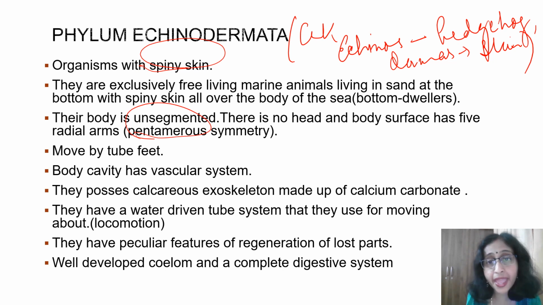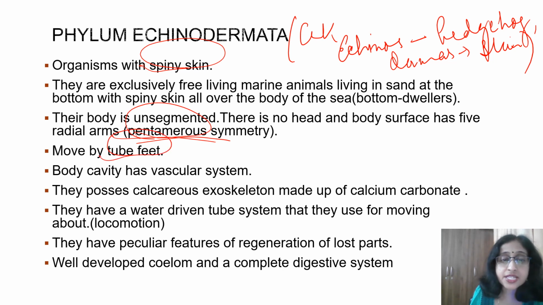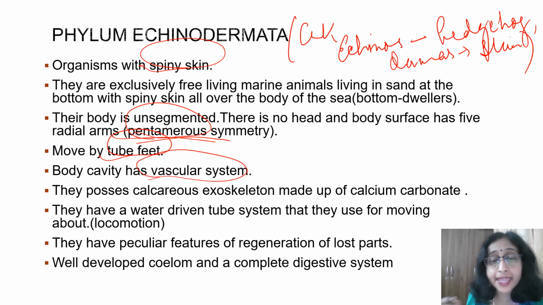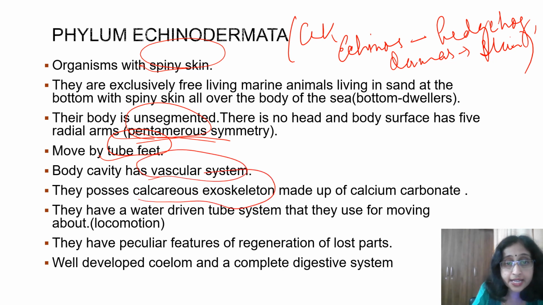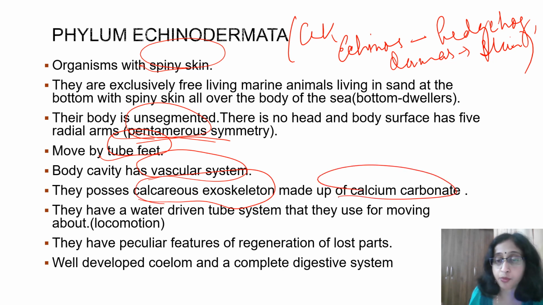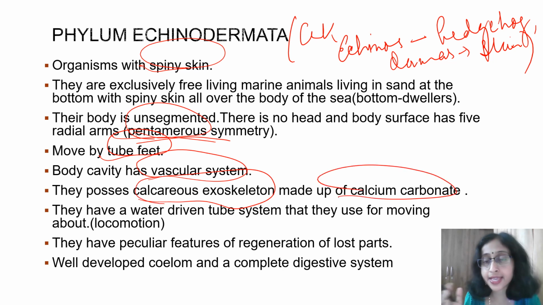They are having no head and body surface. They are having 5 radial arms. For that reason only they are pentamerous symmetry. They are having pentamerous symmetry. Now they move with the help of tube feet. So their organ of locomotion is tube feet. The body cavity has vascular system. Okay, they are possessing the calcareous exoskeleton, which is made up of calcium carbonate. So they are having a calcareous exoskeleton, and which is made up of calcium carbonate.